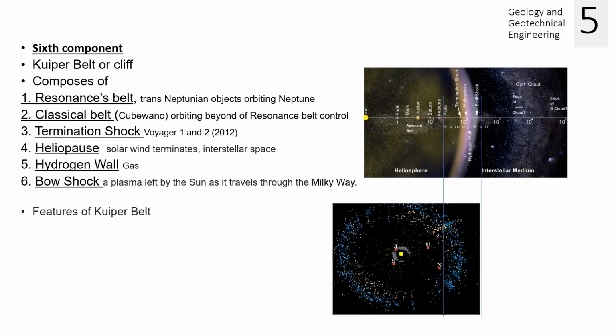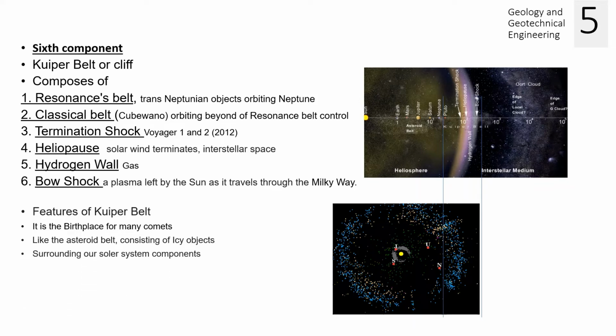The feature of the Kuiper belt, as shown here, is that it is a birthplace for many comets traveling within our solar system, and like the asteroid belt, it consists of icy objects, and it surrounds our solar system components and protects them from any objects coming from outside the solar system. And the largest observed body is Pluto.